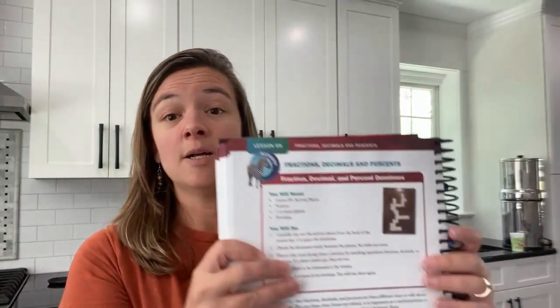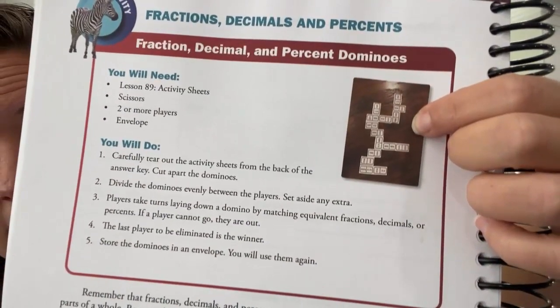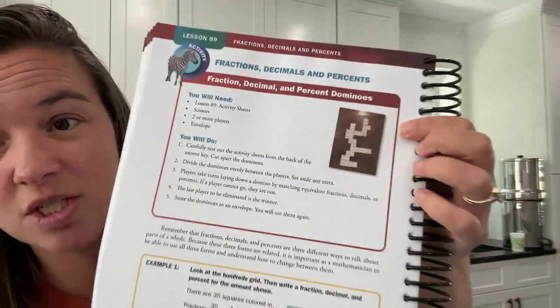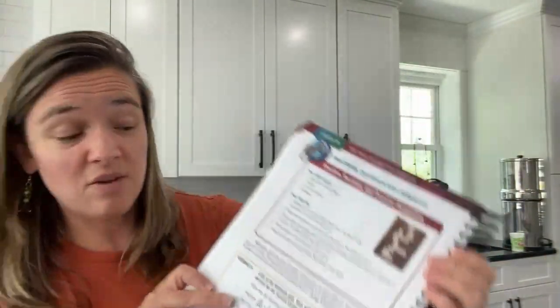Also, there are some things in the book that you can practice again. So in lesson 89, they had these really fun dominoes. Can you see the picture? And they matched equivalent fractions, decimals, and percents with those dominoes. So you can whip those out and just have them use those again to practice. I mean, it's so fun, right? You're already familiar with it. There's no need to only do it once.